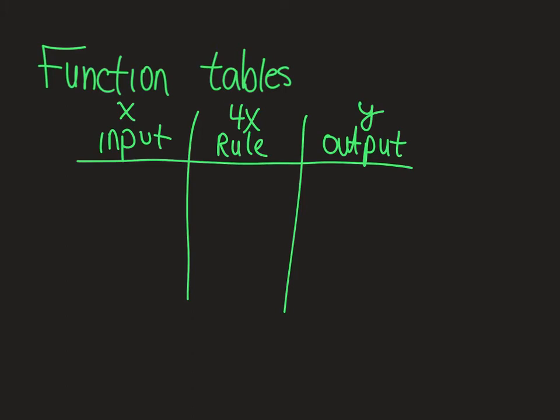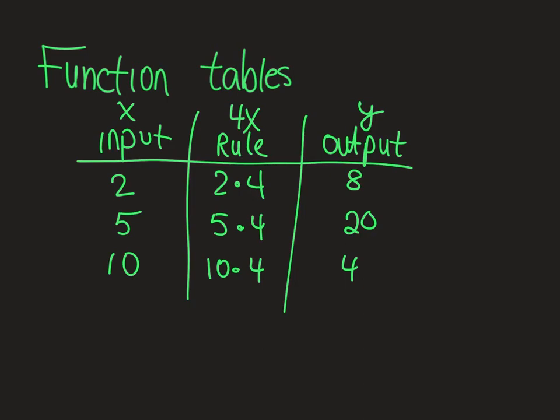They will give you the input number. So maybe they're going to give us the input numbers of 2, 5, and 10. They want us to use the rule times by 4, and over here is where they want us to give an answer. The middle column is the work. The last column is the answer. 2 times 4 is 8. 5 times 4 is 20. And 10 times 4 is 40.